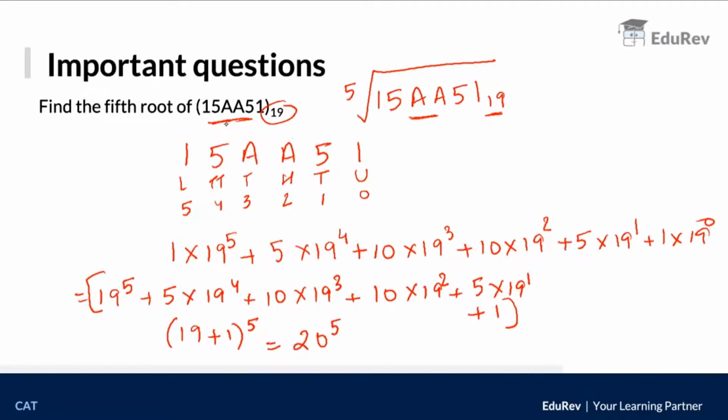We wanted to find the fifth root. So basically this value is 20 raised to 5. We want its fifth root. So your answer is 20. Your answer is 20 for the given problem. Okay, now let's move on to the next one.